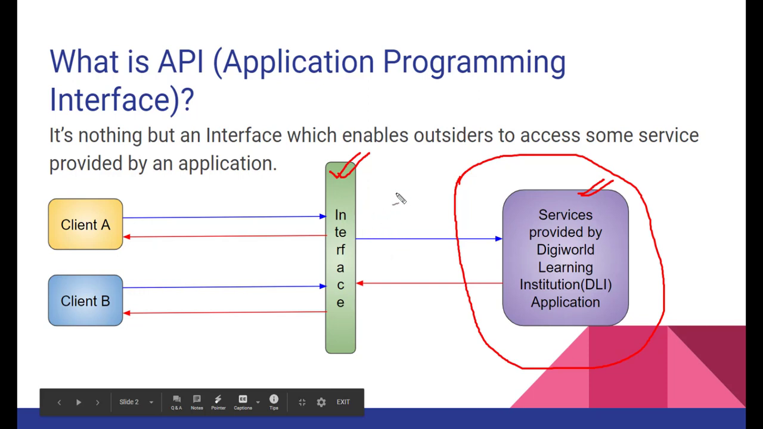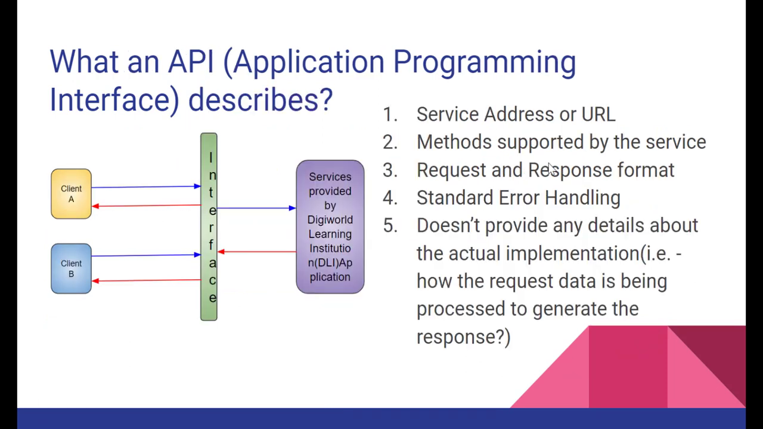Now we will see what are the information provided in the API, or why we use API, right? If you see, the API basically provides the service addresses or URLs, the methods supported by the service, request and response format, standard error handling, right? So these are the main four kind of information which are provided by our API, right?